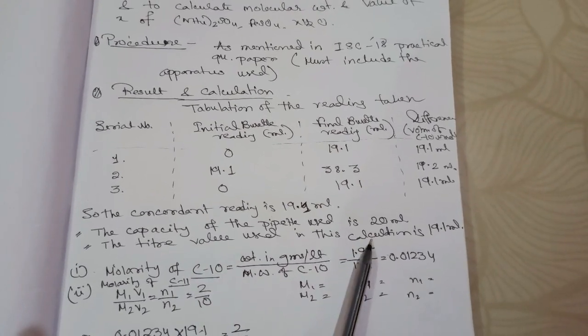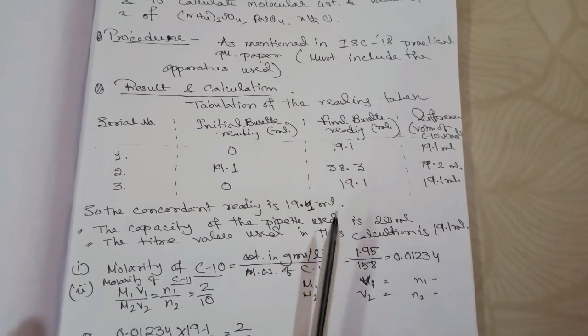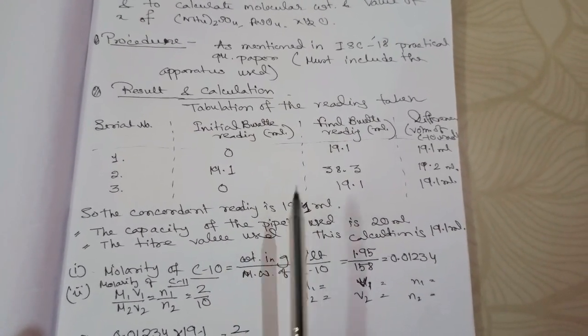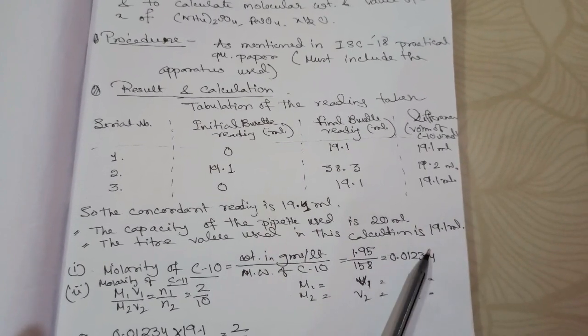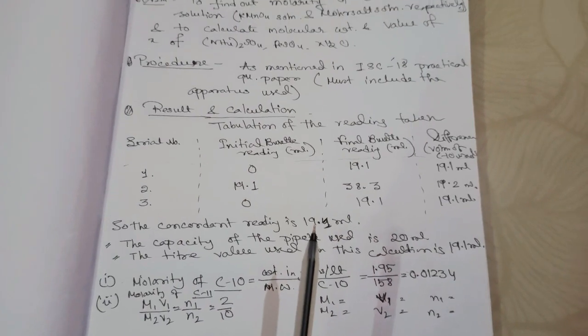Titer value used in this calculation, concordant reading 19.1 ml. Again I am repeating, don't take the average value. Concordant reading means the reading which is repeated twice, the same reading which is repeated twice. For that, minimum 2 times you need to perform the experiment.